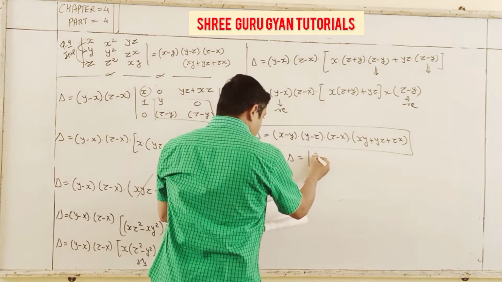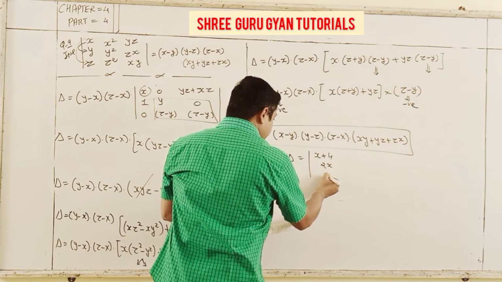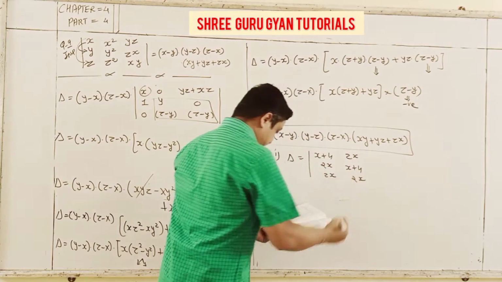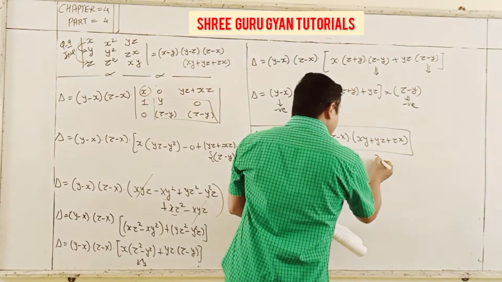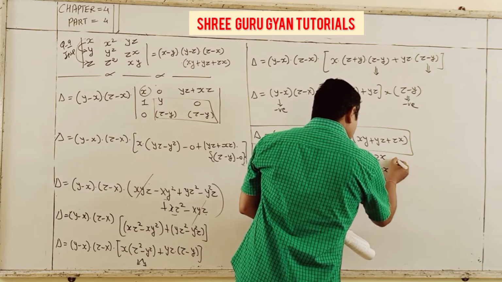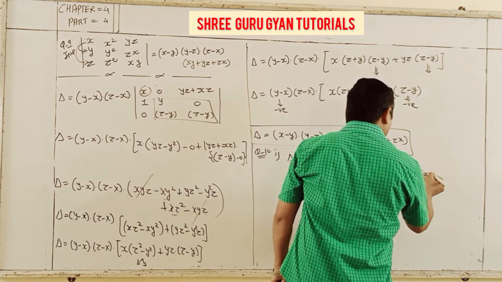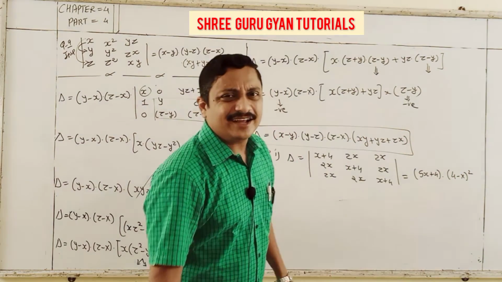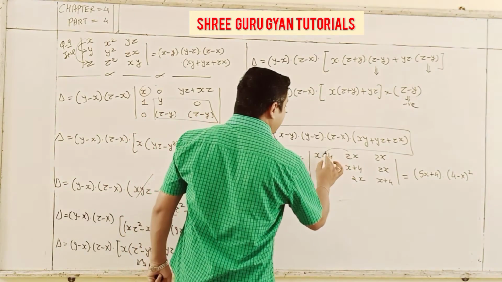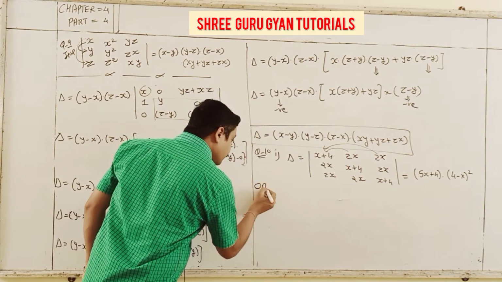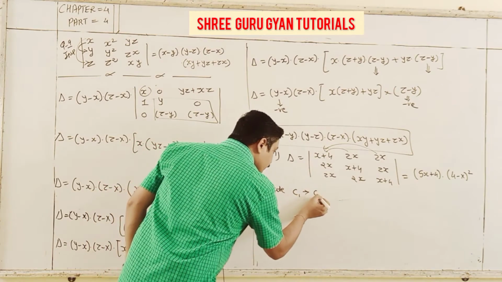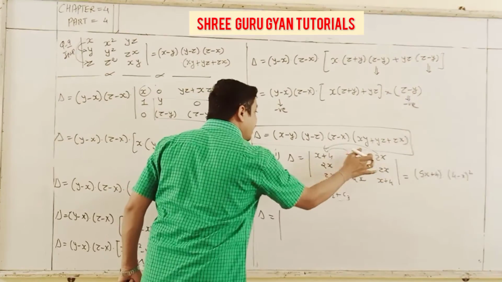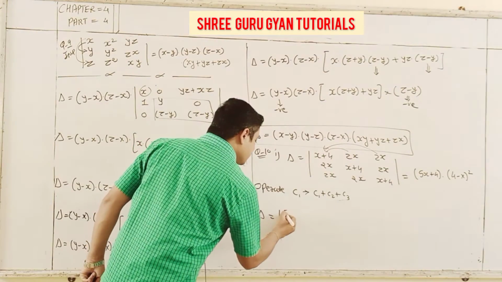First one, x plus 4, 2x, 2x, 2x, x plus 4, 2x, and the last 2x, 2x, x plus 4, but answer create 5x plus 4 with the 4 minus x the whole square. So first decide how it is coming to 5x plus 4, this add here. So operate column 1 add 2, 1, 2, 3. So your del value is definitely 2x, 2x and x plus 4, 5x plus 4.